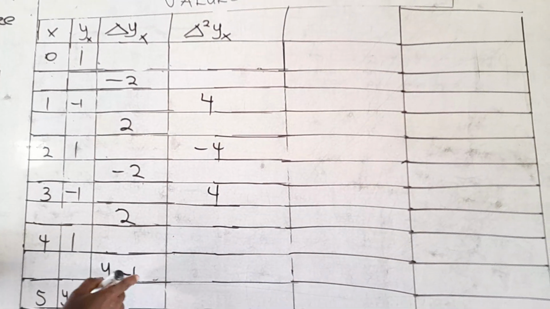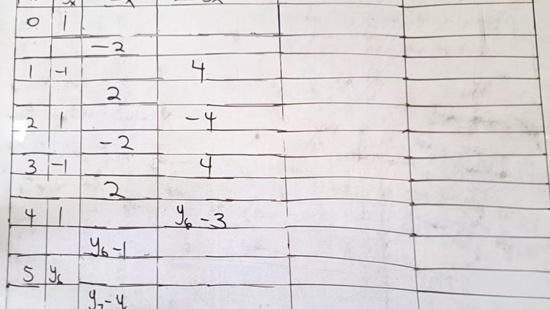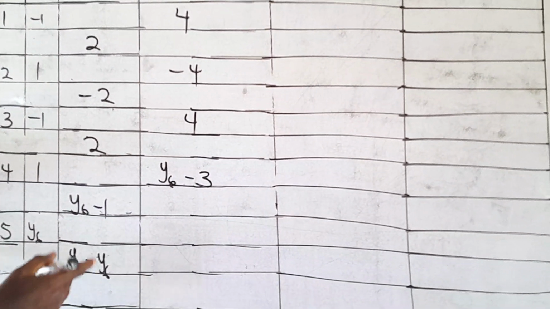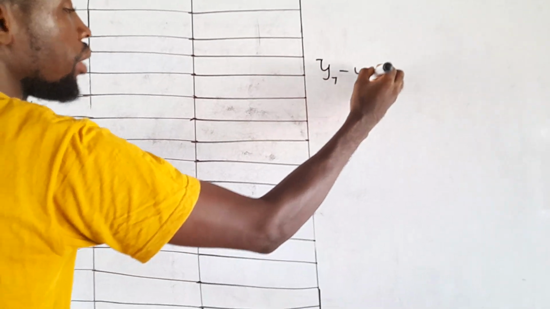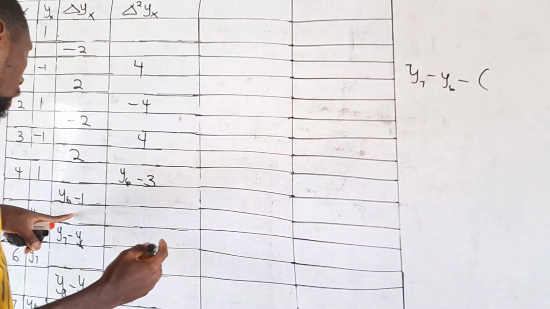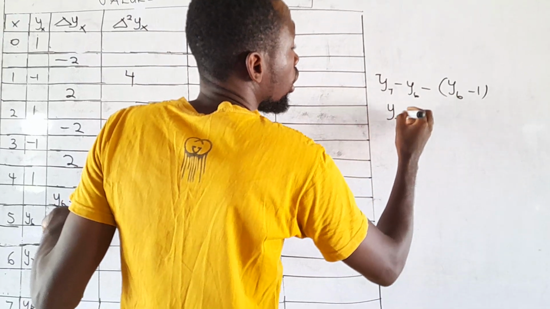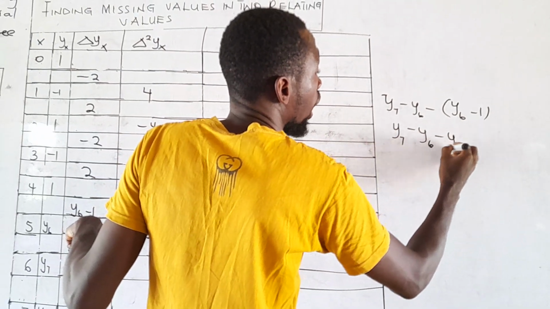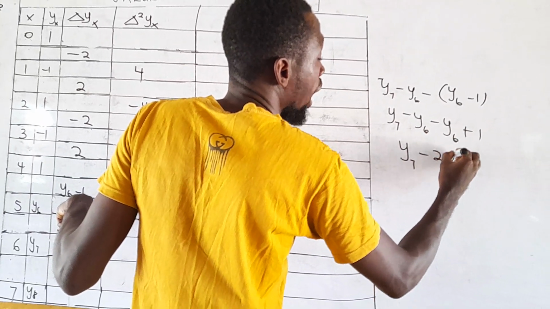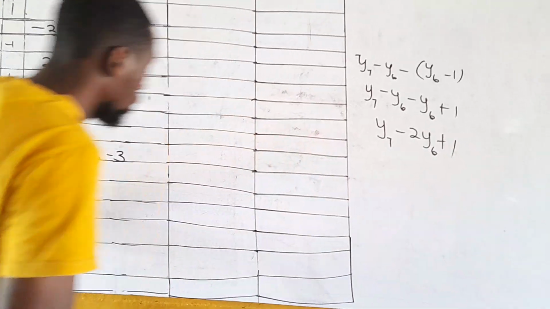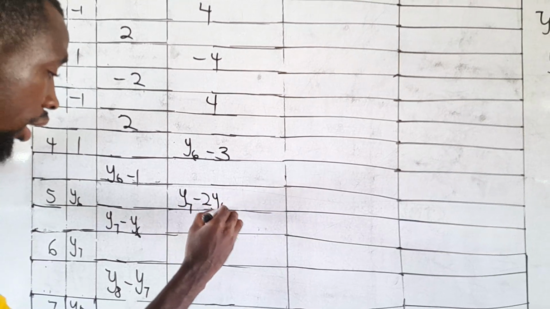Then y6 minus 1 minus 2, that will be y6 minus 3. And this one will be y7 minus y6, then minus y6 minus 1. So y6 minus 1, we'll get y7 minus y6 minus y6, then plus 1. We are going to get y7 minus 2y6, then plus 1. So this place will be y7 minus 2y6, then plus 1.